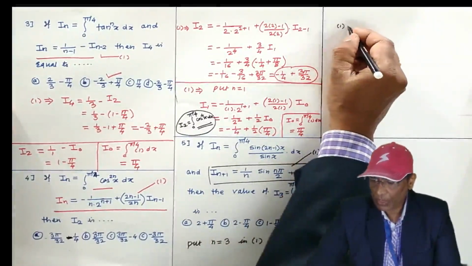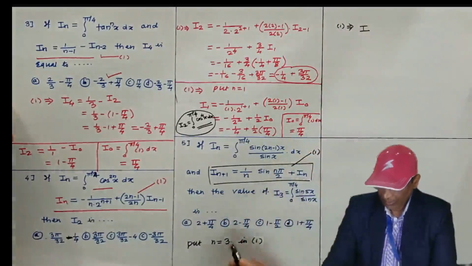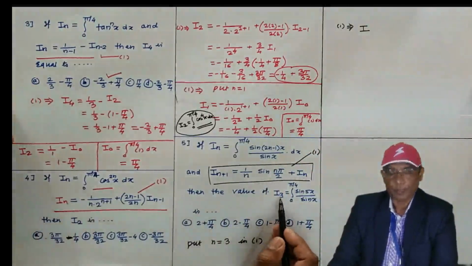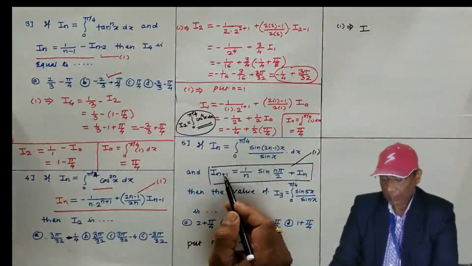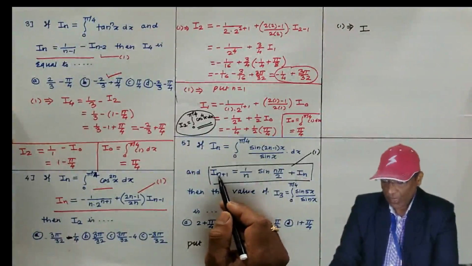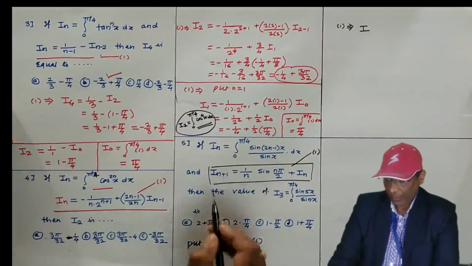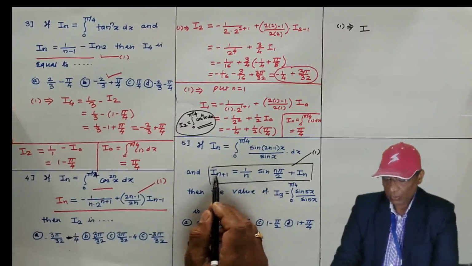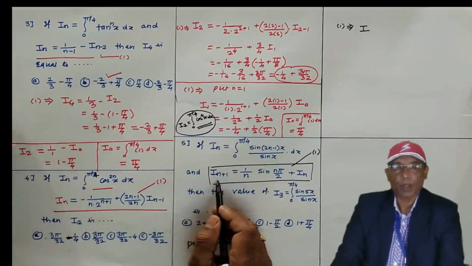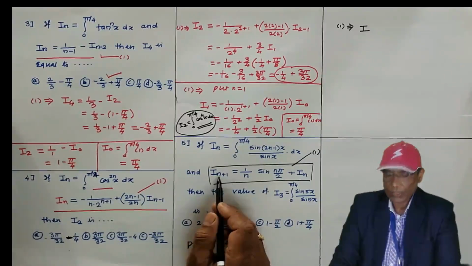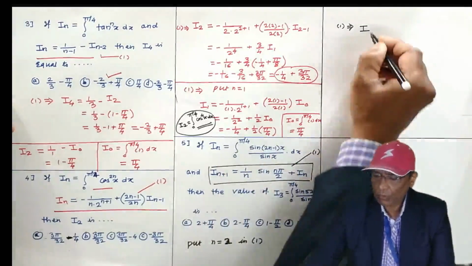I want I3, but the reduction formula in terms of n plus 1 is given. Means we have to substitute n equal to 2. Put n equal to 2 so as to get I3, because the reduction formula of I_(n+1) is given to you, and I3 is required to be found. Then if you put n equal to 2, what will happen?